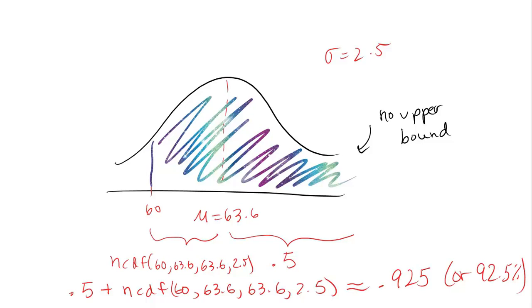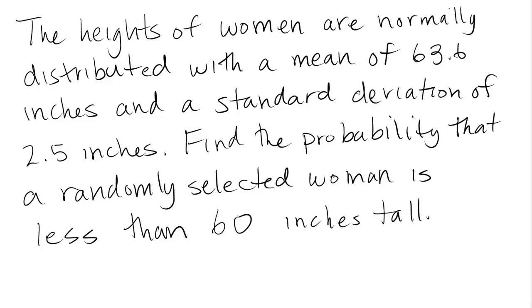Let's look at another related example. Same variable. Heights of women are normally distributed, mean of 63.6 inches, standard deviation 2.5 inches. Find the probability that a randomly selected woman is less than 60 inches tall. Well, you can probably guess what this answer is going to be if you just go back to the previous result. But let's do this problem from scratch.